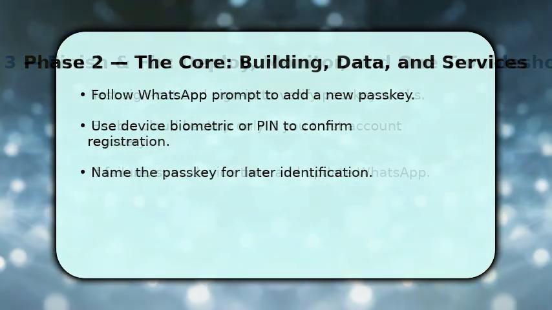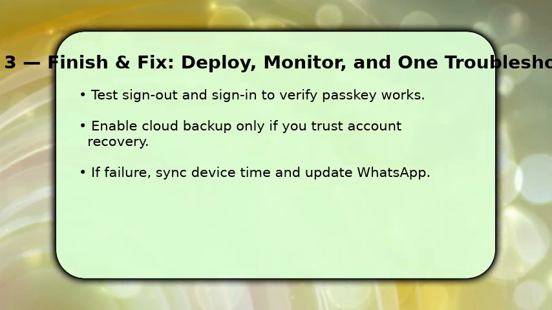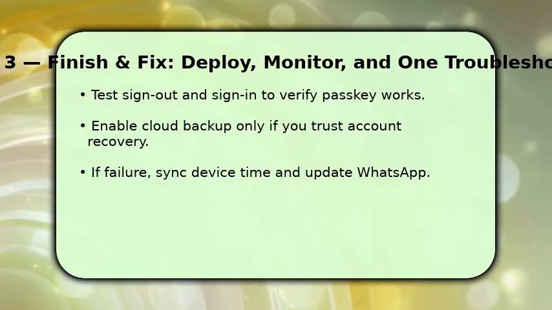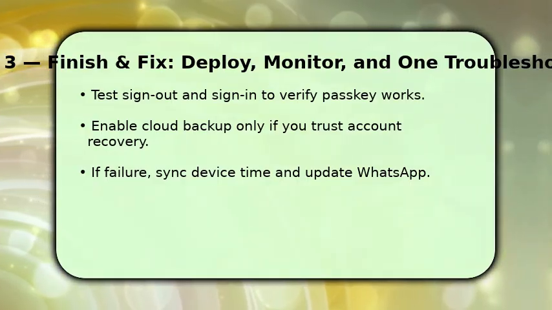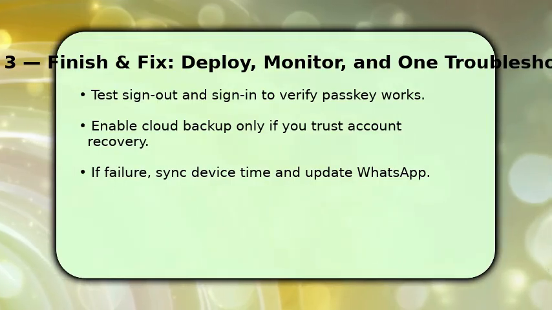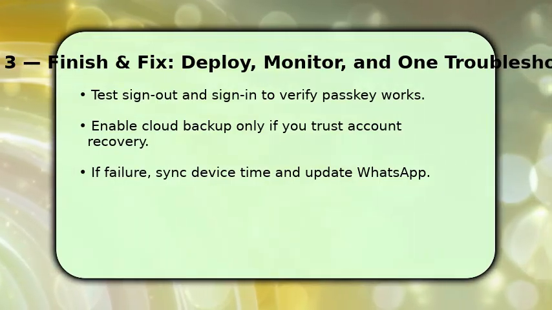Finish by testing. Sign out or lock WhatsApp, then sign back in and choose Use Passkey. Authenticate with your biometrics to confirm seamless access. Make sure to enable encrypted backups carefully. Passkeys don't transfer unless you use Platform Cloud Keychain, so verify recovery options.